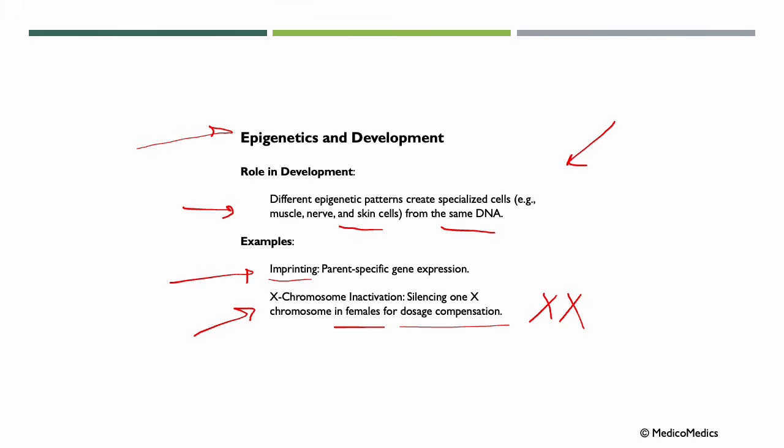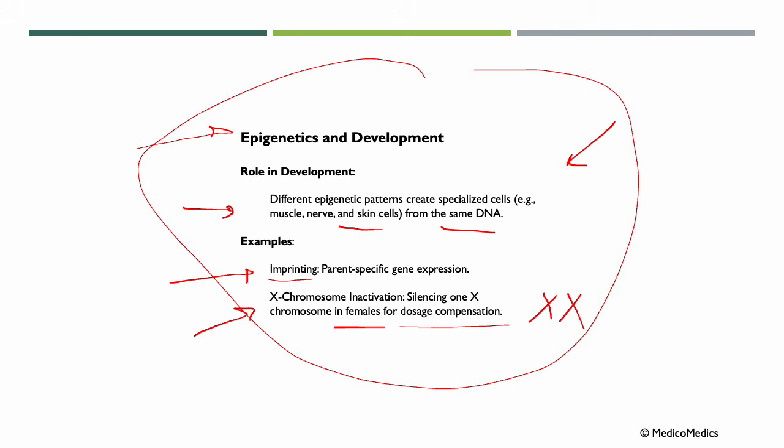So these epigenetic processes ensure proper development, cellular function, and stability in an organism. They also play a role in disease when disrupted. For example, a genetic disorder like Prader-Willi syndrome is caused by imprinting errors.